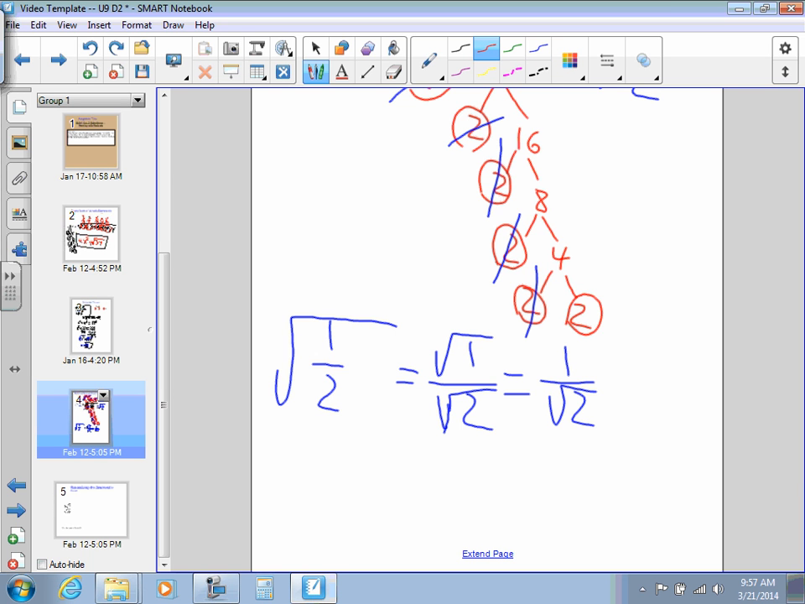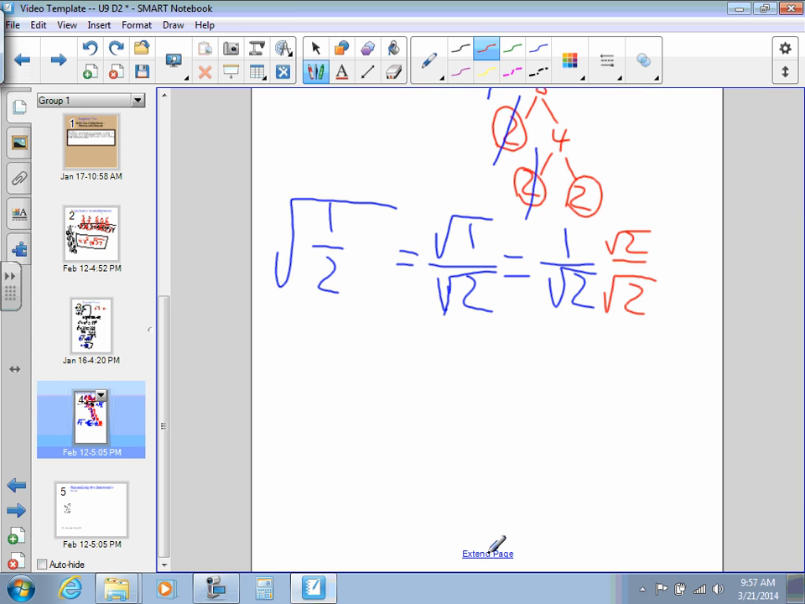Now, I can't have a radical on the bottom of a fraction, so I need to do what's called rationalizing the denominator. To get rid of this square root of 2 on the bottom, I'm going to multiply it by the square root of 2. And if I multiply the bottom of the fraction by the square root of 2, I also need to multiply the top of the fraction by the square root of 2. And when I do that, the top of the fraction, 1 times the square root of 2, is the square root of 2. And the bottom of the fraction, the square root of 2 times the square root of 2 is 2, which is the reason why I multiplied it by itself, is to get rid of the radical.